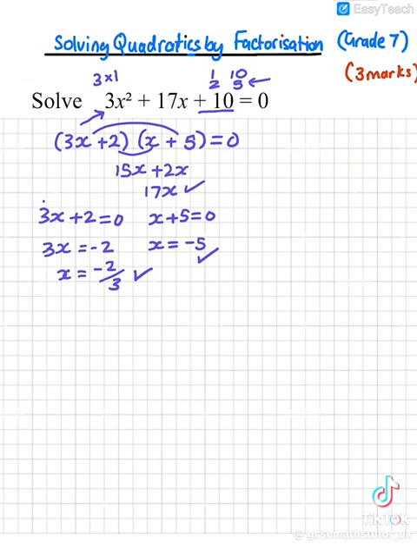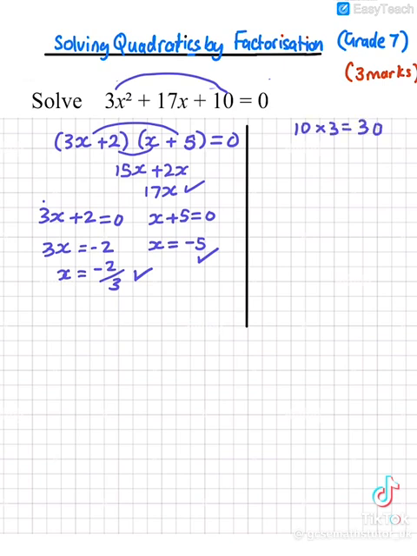Now, however, if you were to do the other method, which you don't have to try different numbers, that method is, so we can multiply. So very quickly, I'm just going to get rid of this. So we start with multiplying these numbers together. So 10 times 3, they're both positive, so that is 30.